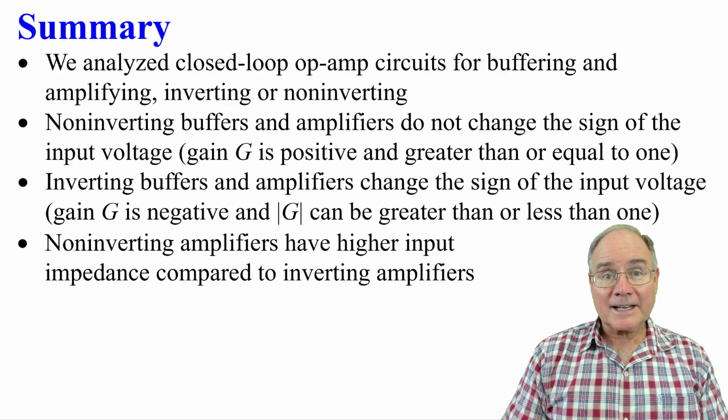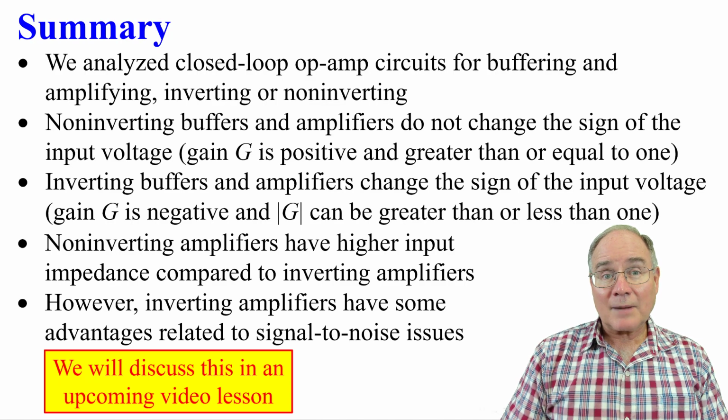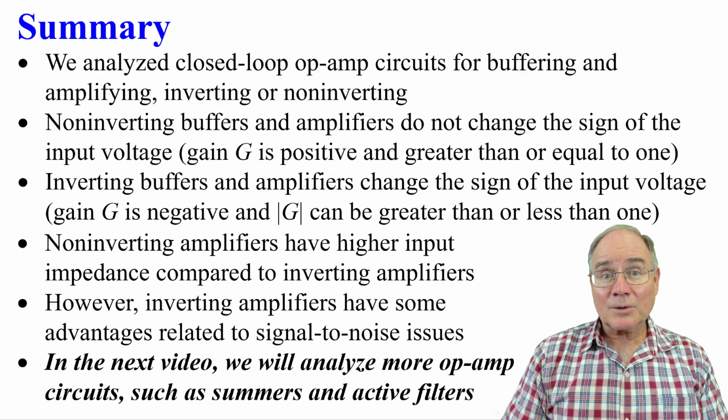The non-inverting cases have much higher input impedances compared to the inverting ones because the impedance is that of the op-amp. However, inverting amplifiers also have some advantages related to signal-to-noise issues, which I plan to discuss in an upcoming video lesson. Before that, though, we'll analyze some more op-amp circuits, such as summers and active filters.